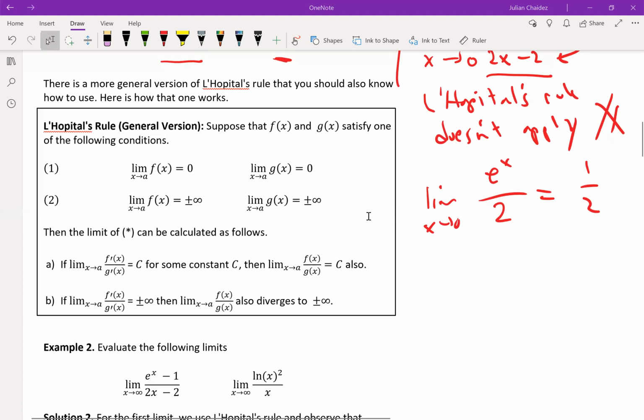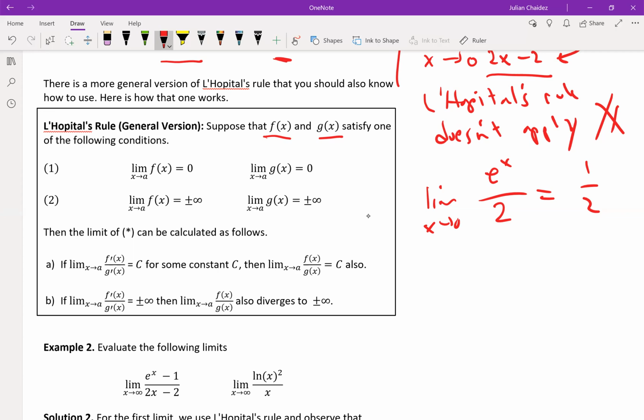Okay, so, general version of L'Hopital's rule. Let's say that f of x and g of x satisfy one of the following two conditions. There are two possible circumstances where you could want to apply L'Hopital. The first one is where the limit of f of x is 0 and the limit of g of x is 0.